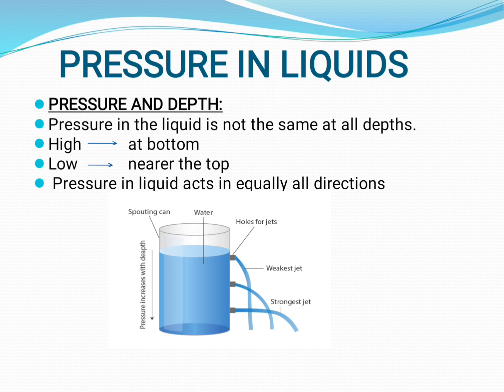Notice that the top jet does not travel as far as the jets from the holes below because the pressure is not so large. Notice that the direction of the pressure causing the jets of water is outward. Pressure in a liquid acts equally in all directions. It means the pressure at the bottom of the container is higher as compared to the top of the container.